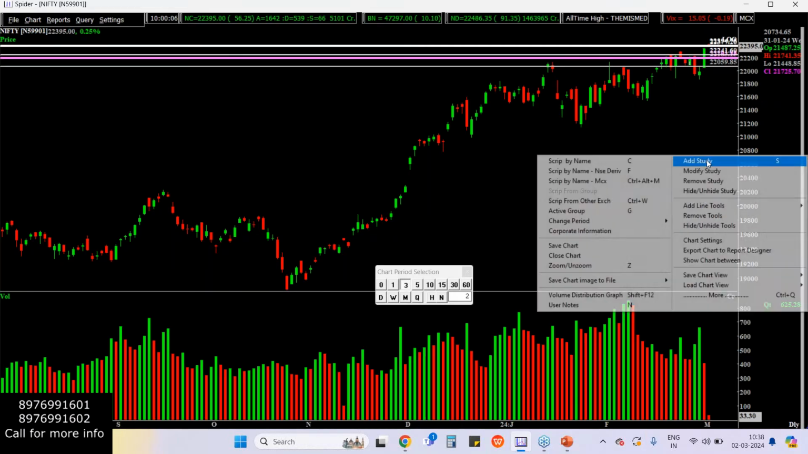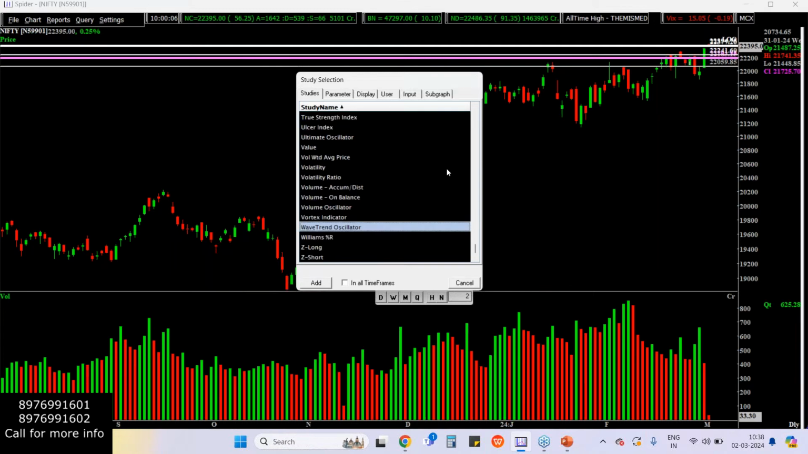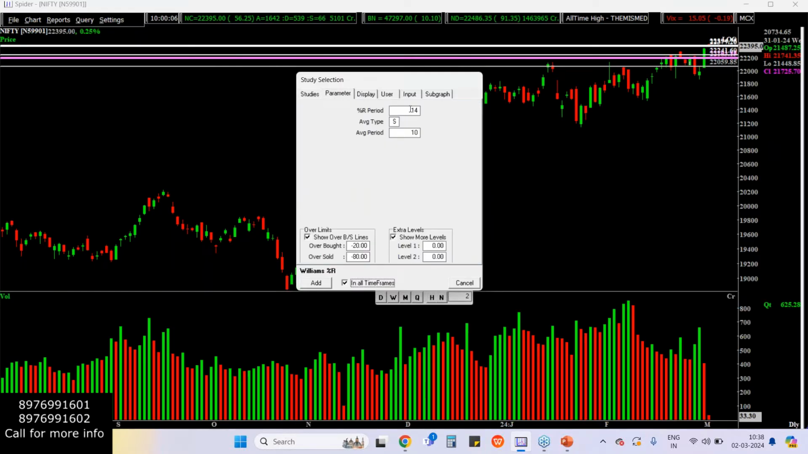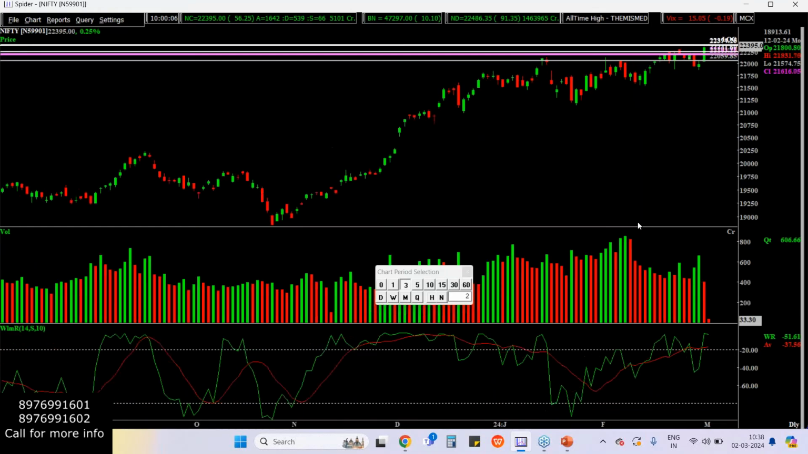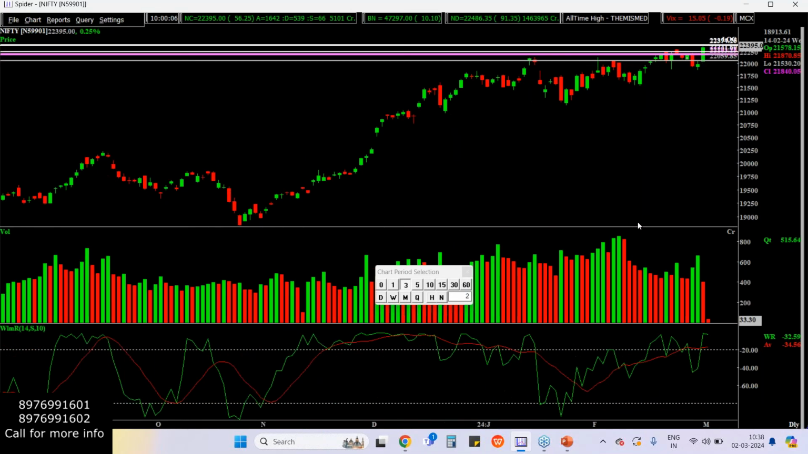we'll plot the Williams percentage R indicator on our charts. You just have to go to add study and select Williams percentage R. This is our indicator, available in all time frames. The parameters we are currently keeping at default, 14 and 10. Overbought is -20 and oversold is -80. You can simply add it here. So this is how the Williams percentage R indicator would look on the charts. Okay. So this is the indicator.